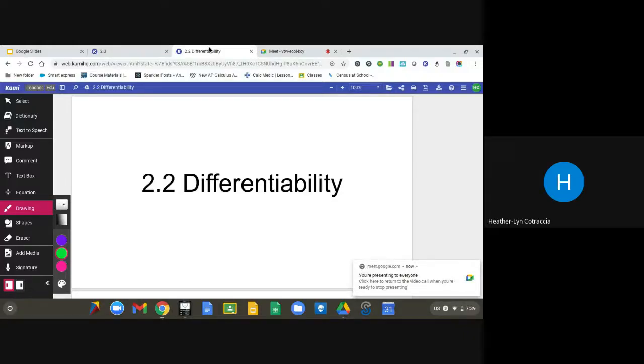So section 2.2 is going to be on differentiability. Section 2.1 was just on what is this idea of a derivative? And remember, derivative means slope. So we're going to talk about when a derivative fails to exist.